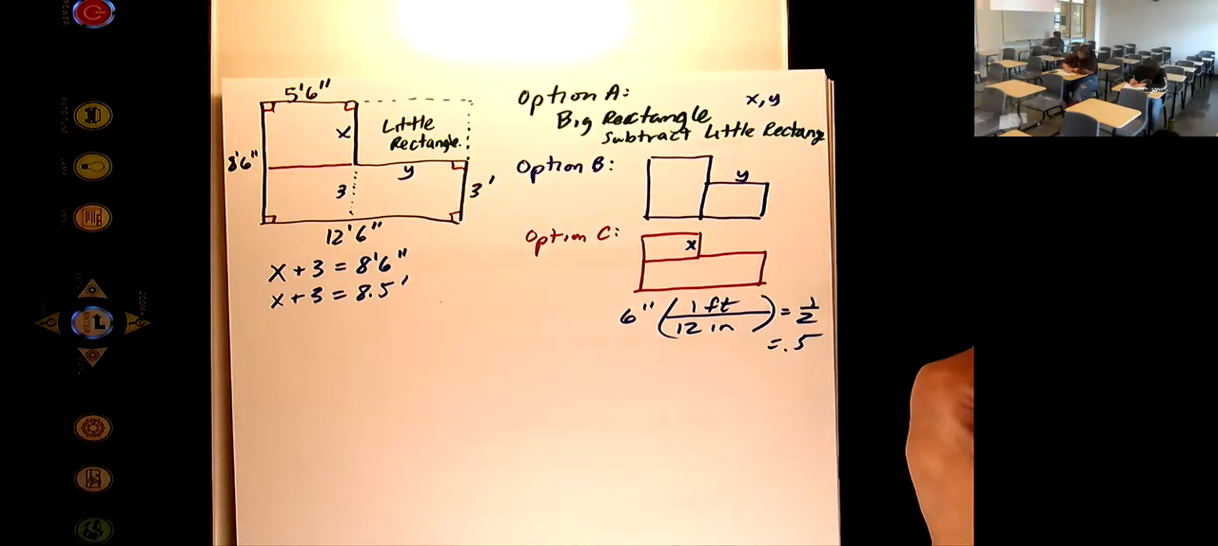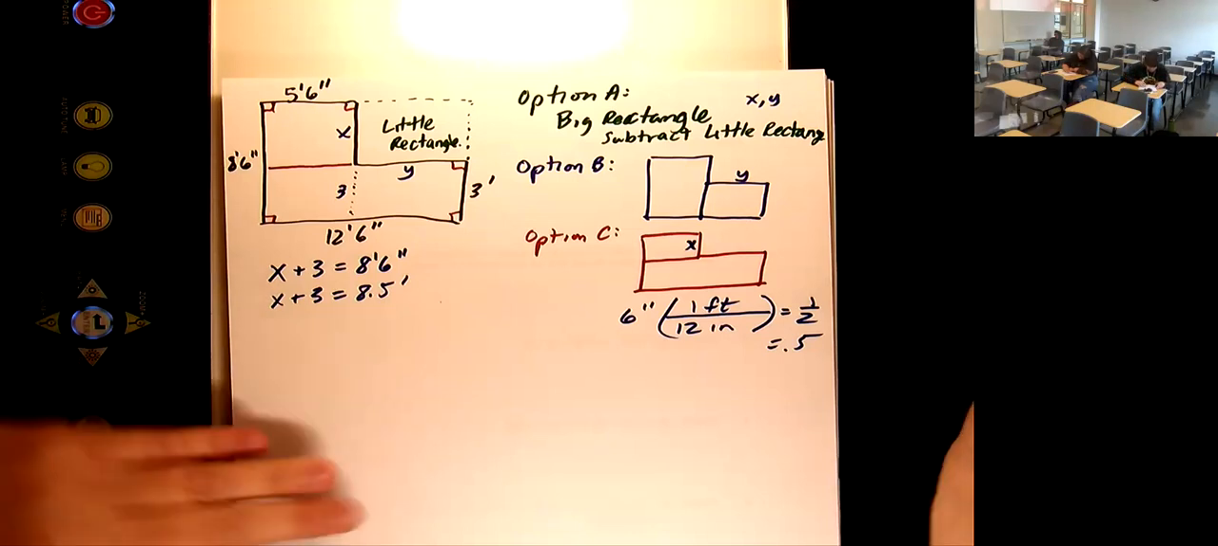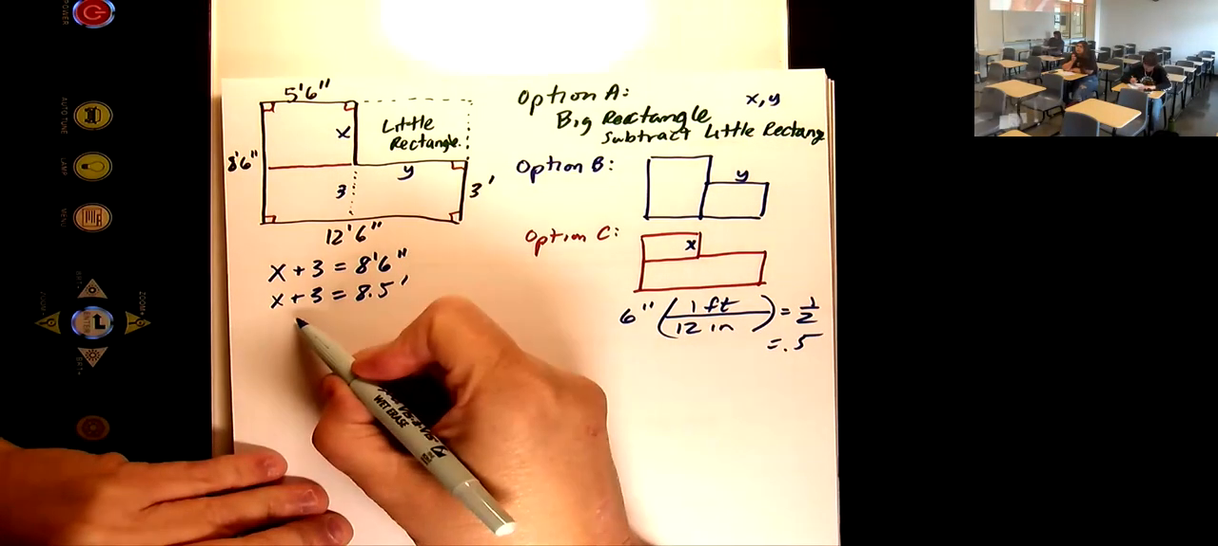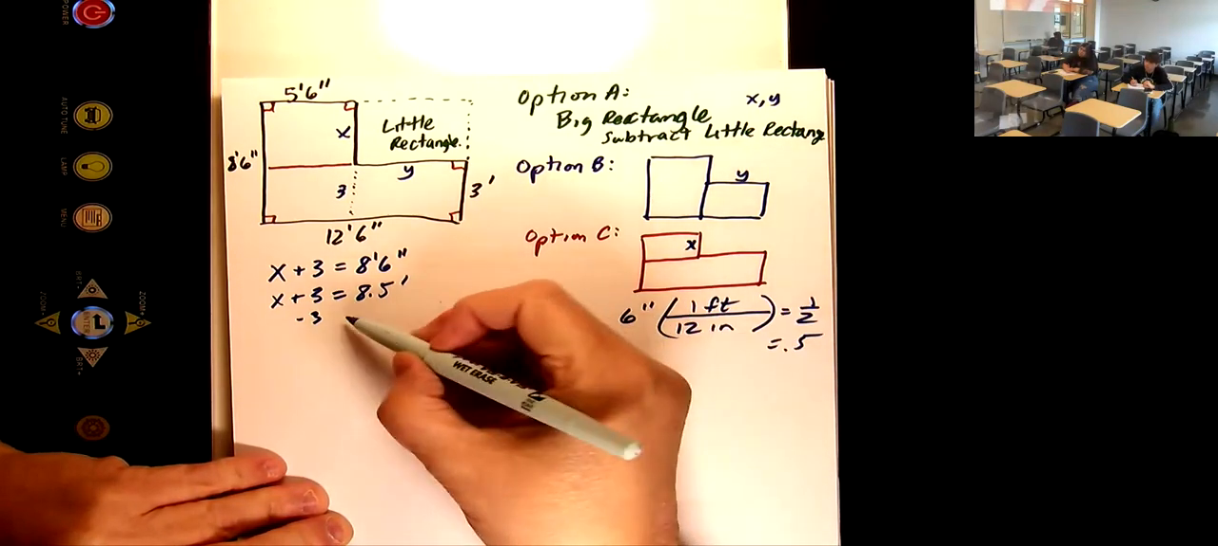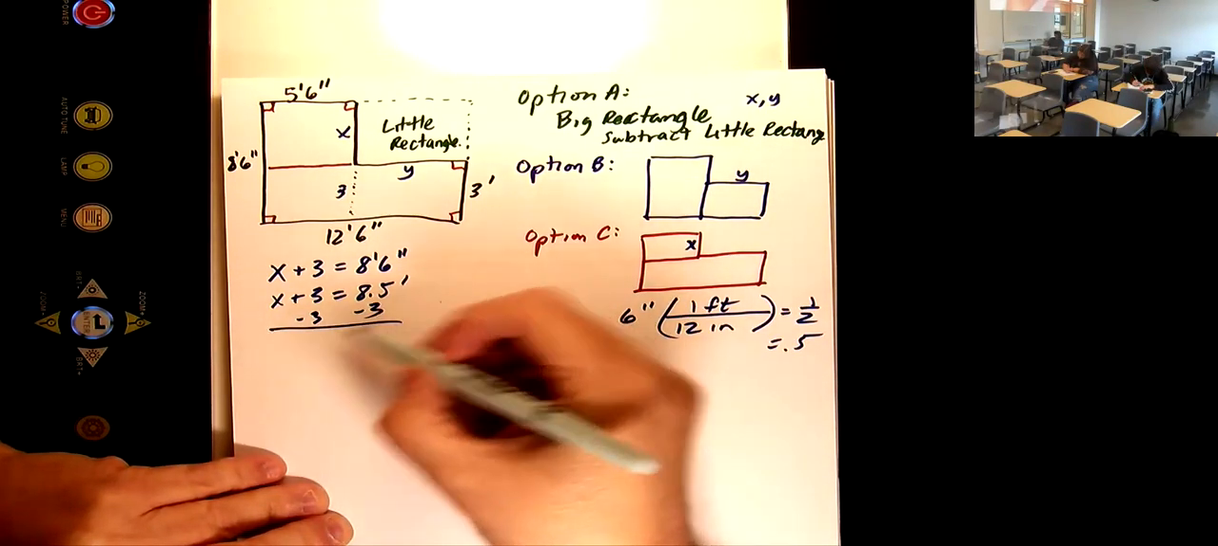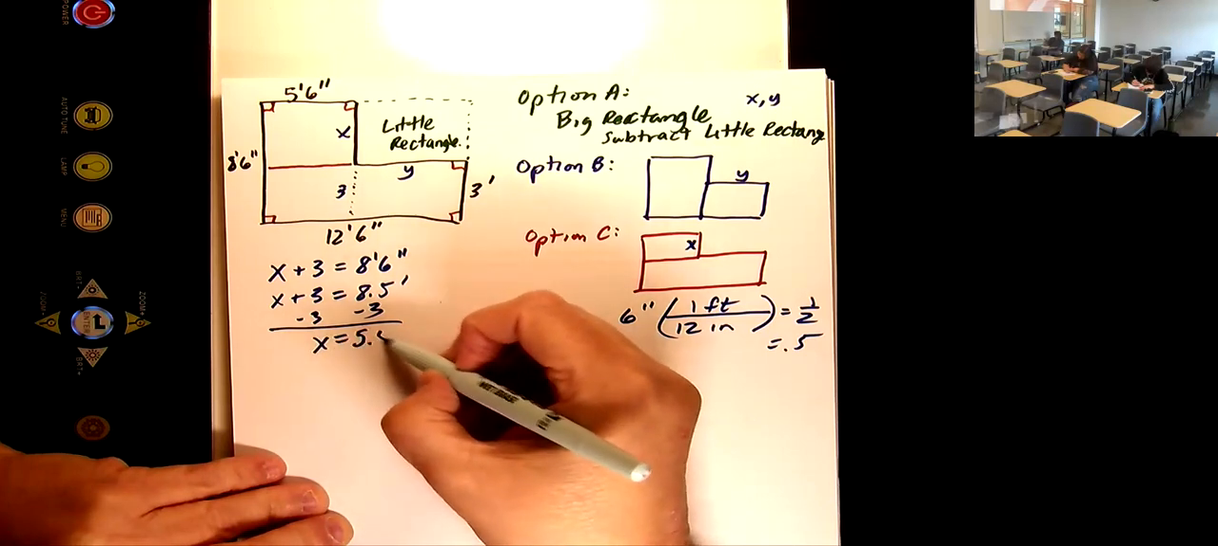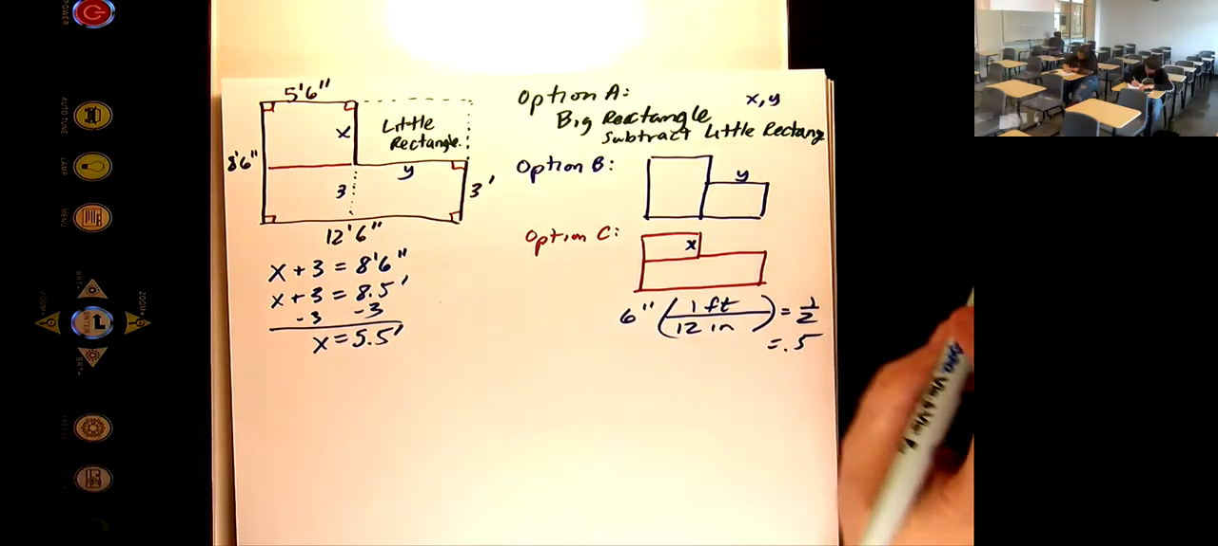That was the idea right there, what I was going for. Because turning it into a decimal is going to make it a lot easier to find the area. Maybe not the perimeter, we could still add fairly easy, but the area is going to help. So here we subtract the 3, and I get x equals 5.5 inches, or 5.5 feet.